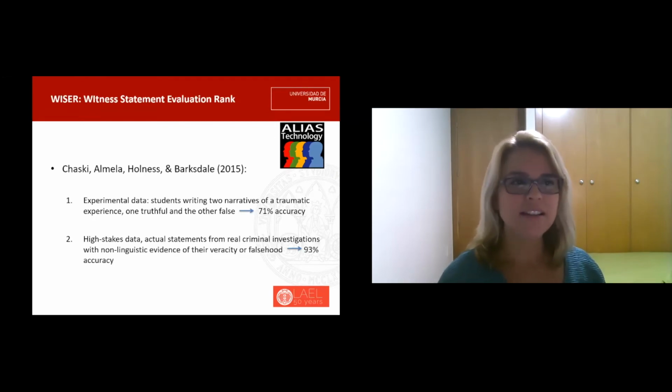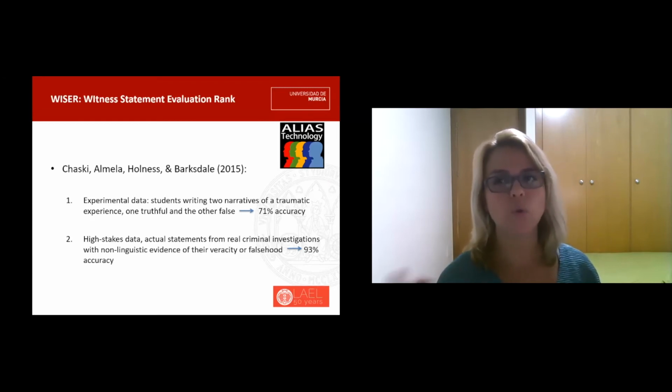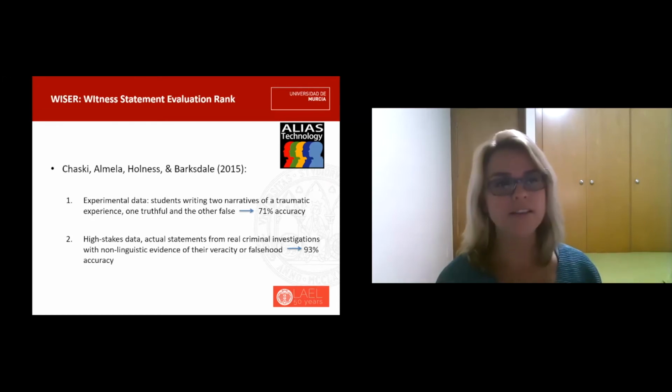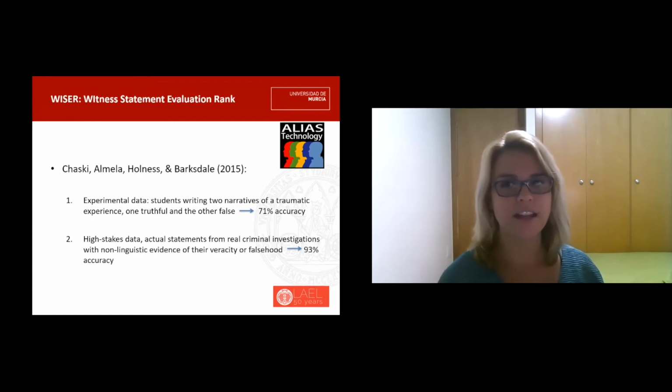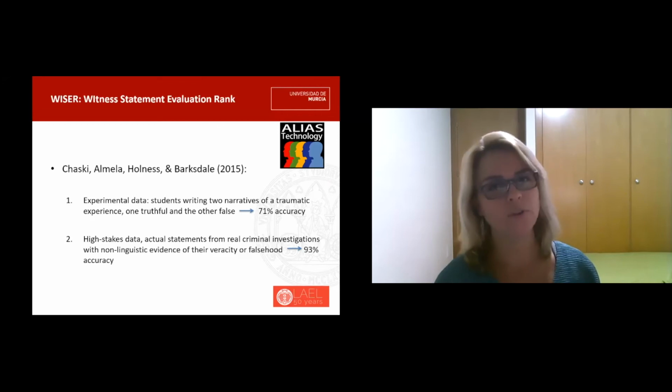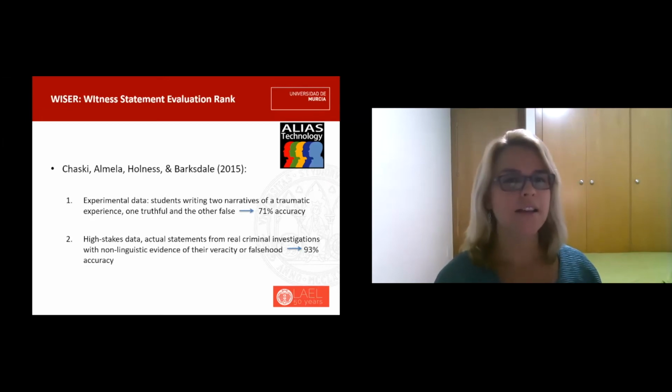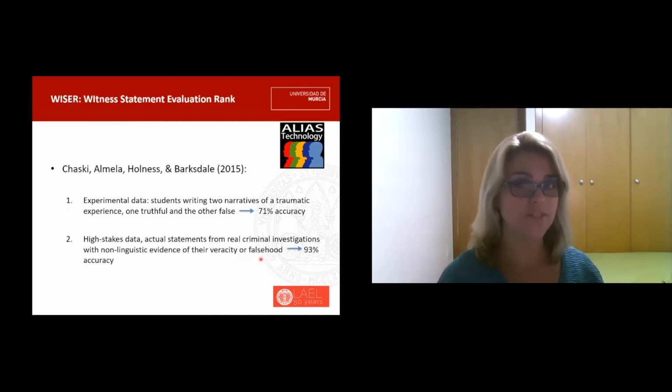In one of the experiments conducted with this software, the results showed a remarkable difference between the experimental data, in which students were asked to write two narratives of a traumatic experience, one truthful and the other one false, and high-stakes data, on the other hand, actual statements from real criminal investigations with non-linguistic evidence of their veracity or falsehood. Using the same algorithm, the texts in the experimental dataset were correctly classified using leave one out cross-validation 71% of the time, while the texts in the high-stakes data, in the second dataset, were correctly classified using leave one out cross-validation 93% of the time, which is a very, very good result.